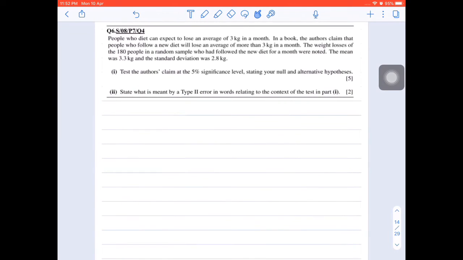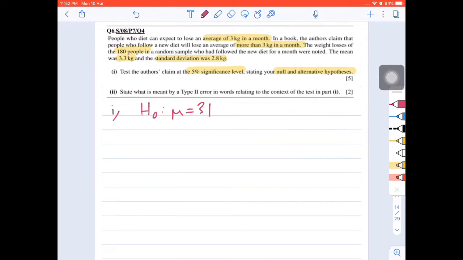Okay, so the first question: people who diet can expect to lose an average of 3 kg in 1 month. In a book, the author claims that people who follow a new diet will lose an average of more than 3 kg in a month. The weight losses of 180 people were taken as a sample. The mean was 3.3 kg and the standard deviation was 2.8 kg. Test the author's claim at the 5% significance level, stating a null hypothesis and alternate hypothesis. First part is about testing hypothesis. So the H0 will be mu equals 3 kg because we always go for equality, and H1 will be mu greater than 3 kg.